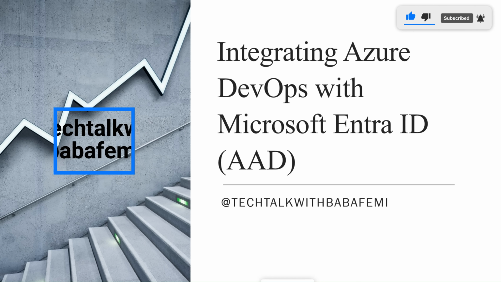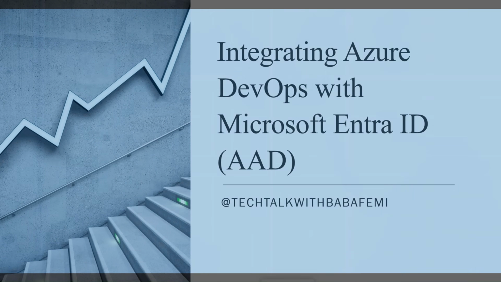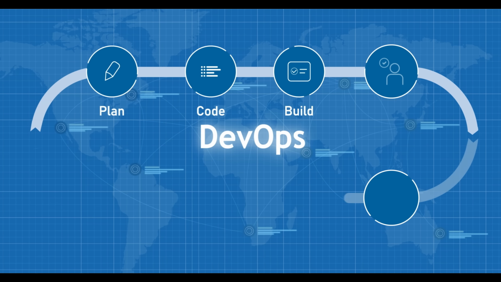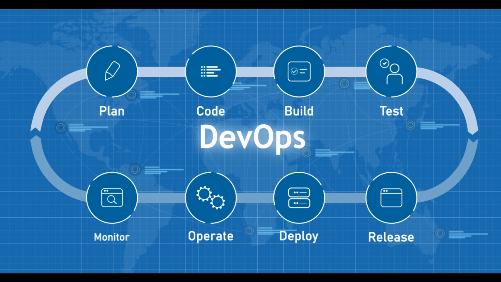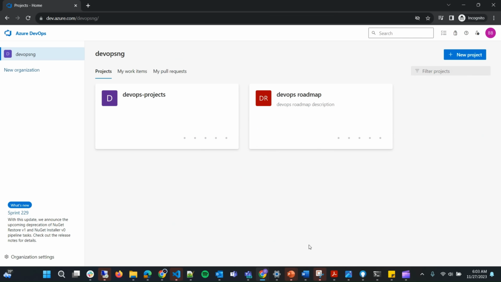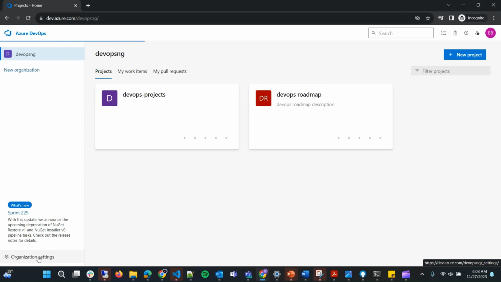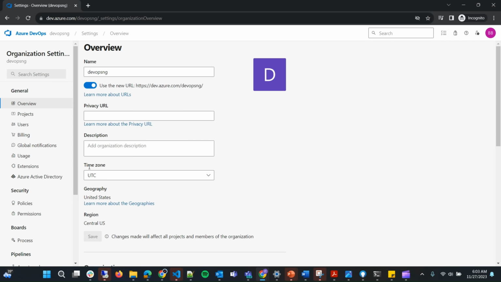Now let's take a look at how we can do this connection. So to connect our DevOps organization with our Entra ID organization, all we need to do is to click on the organization settings. Then this will take us to the overview. Under the general, this is where we have the Azure Active Directory.